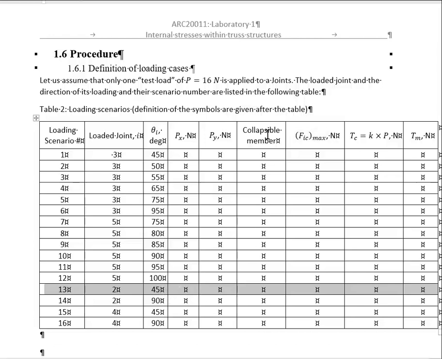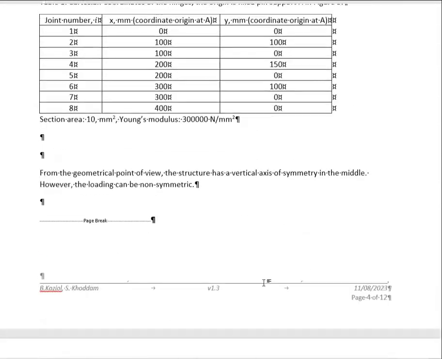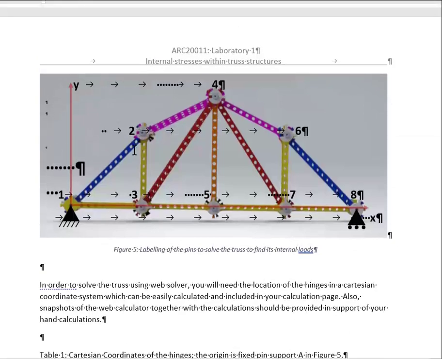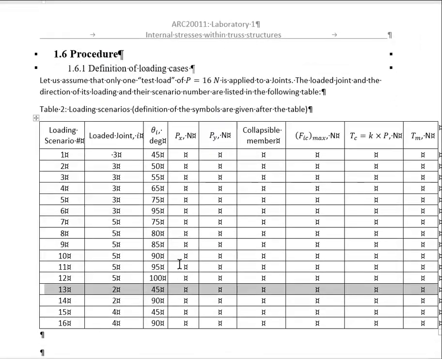And then for the rest, the collapsible member: once you solve by hand calculation or the web calculator, the largest tensile load is in the most suitable member to be replaced by a collapsible member. A collapsible member is, for example, a member which has a strong magnet in it. For example, if you find the largest load inside the structure is in member 1, 2, then the collapsible member will be 1, 2. And here you simply mention 1, 2 in front.